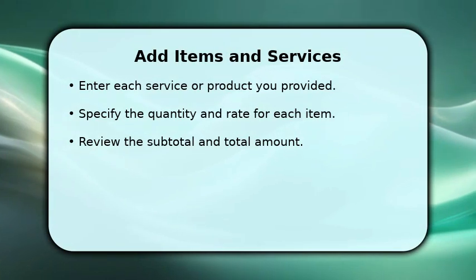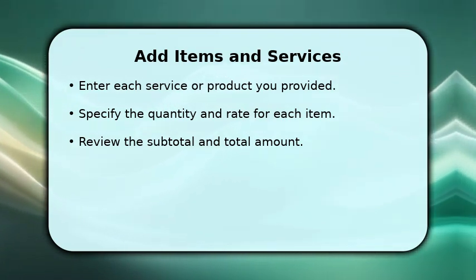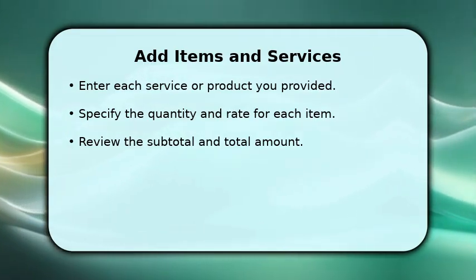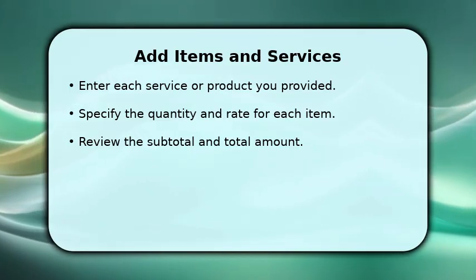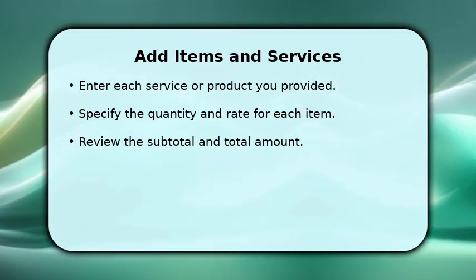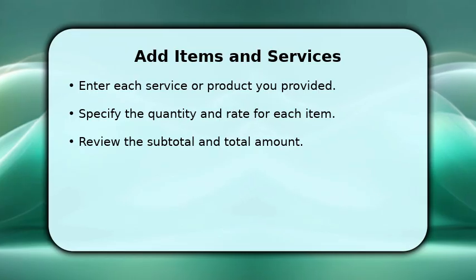Now, let's add the details of what you're billing for. In the Invoice Details section, enter each service or product you provided. Make sure to specify the correct quantity and the rate for each item. QuickBooks will automatically calculate the line totals and the overall subtotal. Take a moment to review these amounts to ensure everything looks correct.